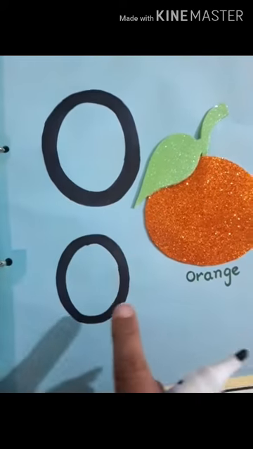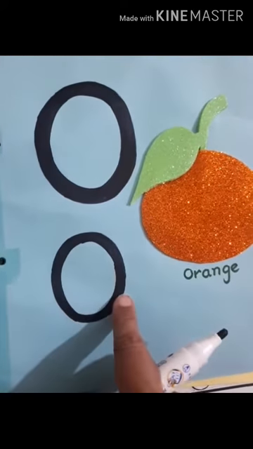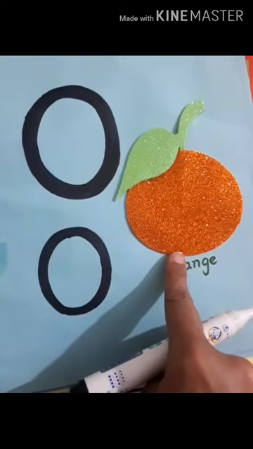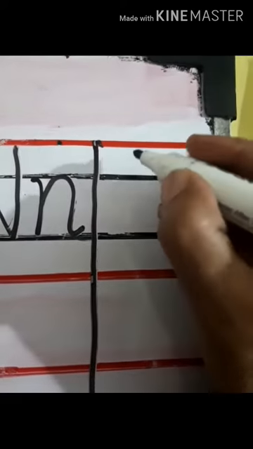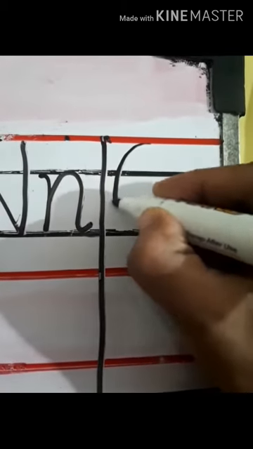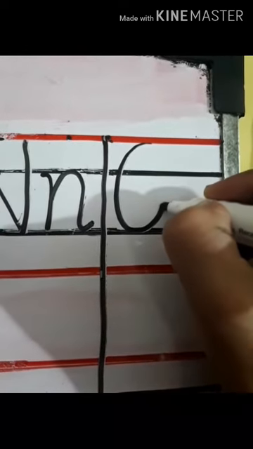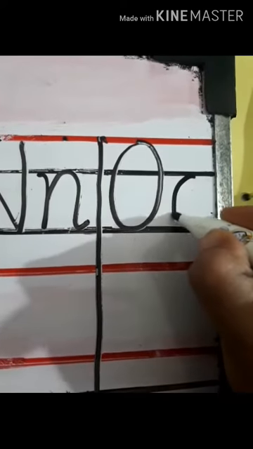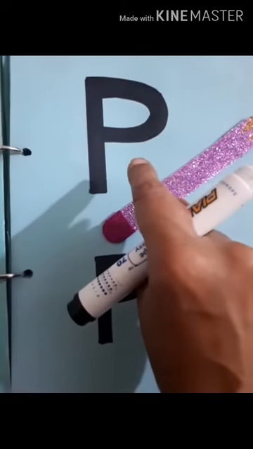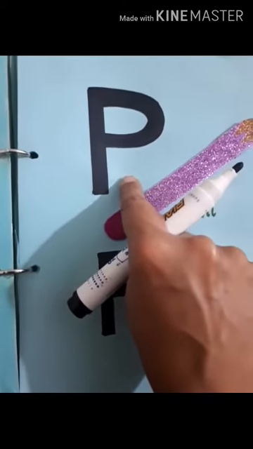Here we have next alphabet, letter O. Capital O, small o, orange. Now we will write it here. Capital O, small o, orange.